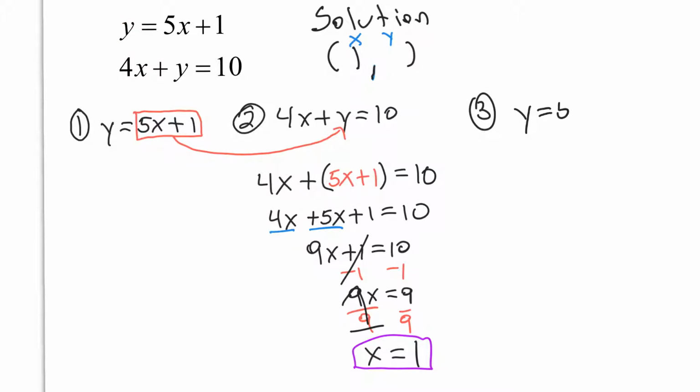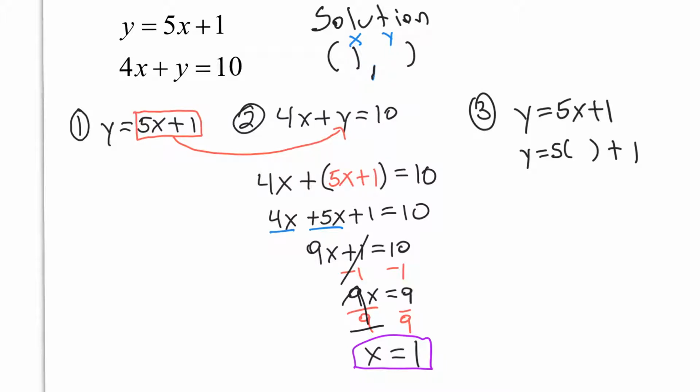Y equals 5x plus 1. And you just write it. You write it down so you know what equation you're using. And then you substitute 1 into the x. So y equals 5 parentheses plus 1. So this one goes inside of the parentheses.